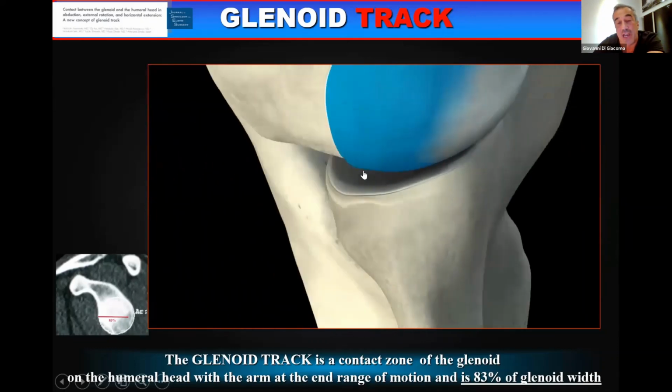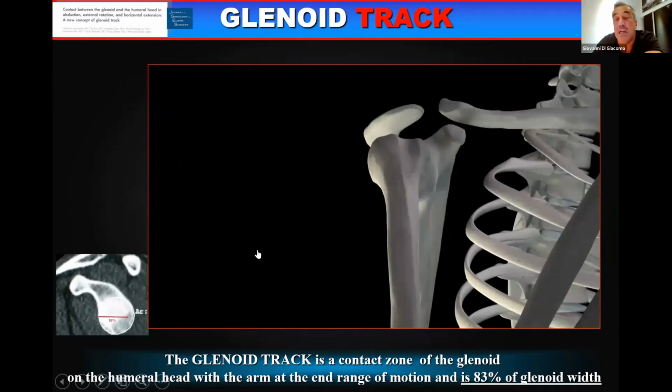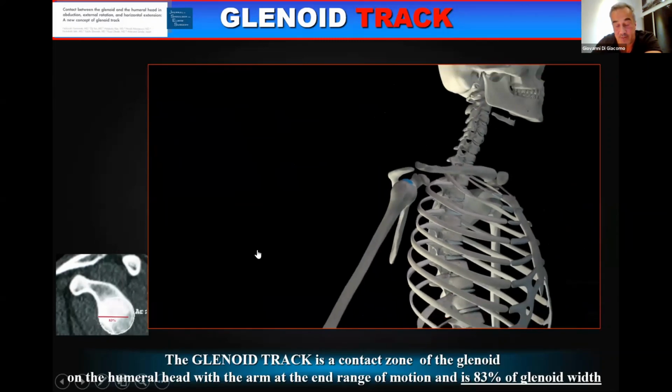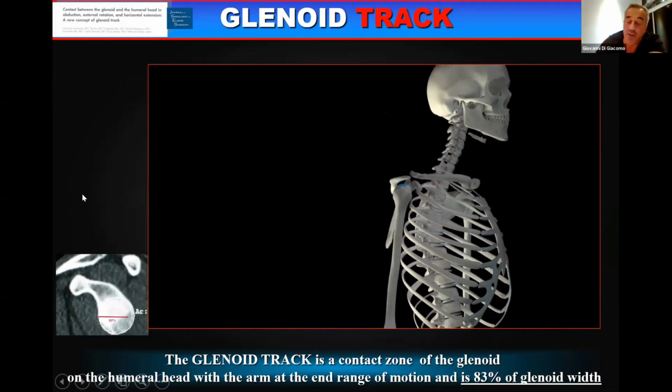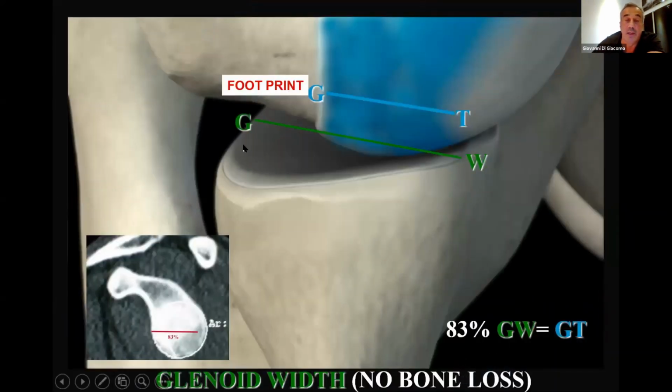So the glenoid track is the blue zone and is medial to the footprint. According to the Eiji Itoi study, the glenoid track, this is the shoulder in upper position. This is the tuberosity. Here is the cuff. Here is medial to the cuff. GW is the width of the glenoid.